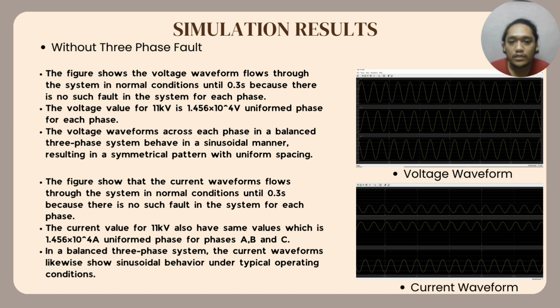For the current waveform, the figure shows that the current waveform flows through the system in normal condition until 0.3 second because there is no fault in the system for each phase. The current value for 11 kV also has the same value, which is 1.456 times 10 to the power of 4 ampere, uniform for phase A, B, and C. In a balanced three-phase system, the current waveform likewise shows sinusoidal behavior under typical operating conditions.